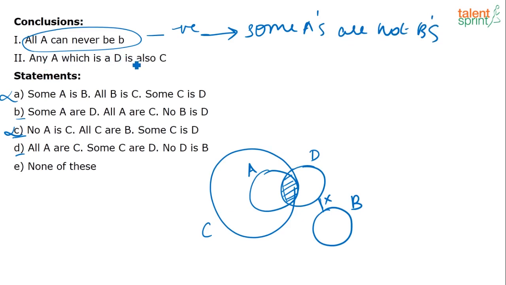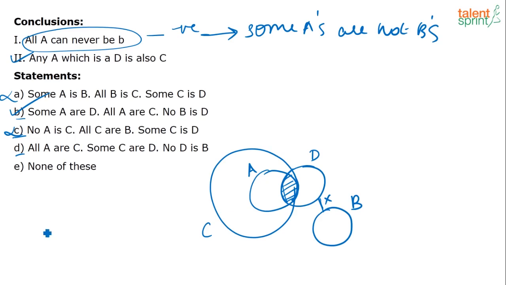Any A which is D is also C. So any A which is D is also C. That is also satisfied here. So both the conclusions are satisfied by option B. So that option follows. So directly from this point itself you can write the answer as option B.